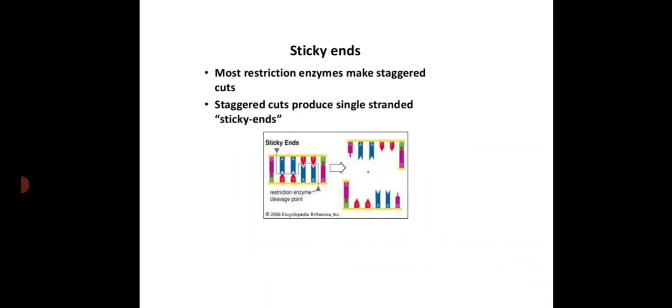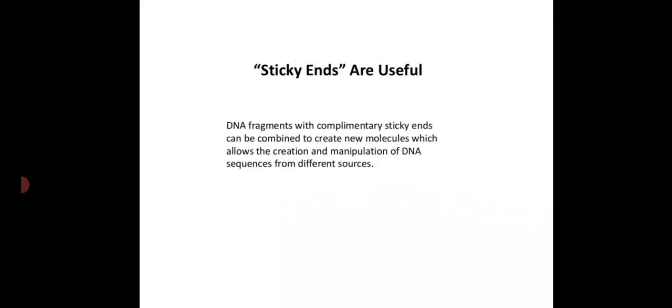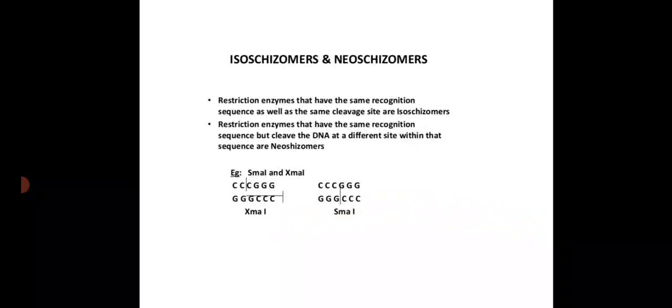Sticky ends: most restriction enzymes make staggered cuts. Staggered cuts produce single stranded sticky ends. Sticky ends are very useful. DNA fragments with complementary sticky ends can be combined to create a new molecule, which allows the joining and manipulation of DNA sequences from different sources.